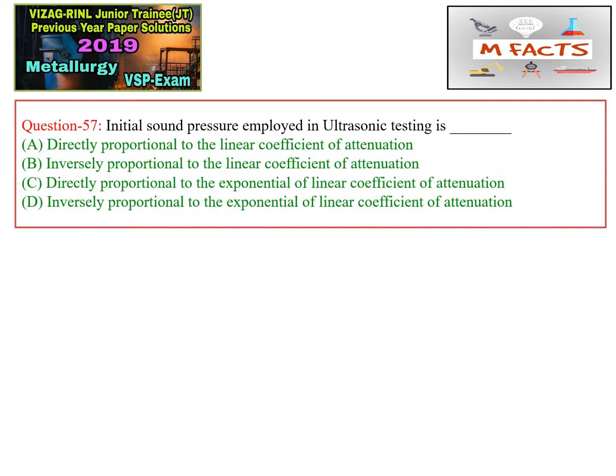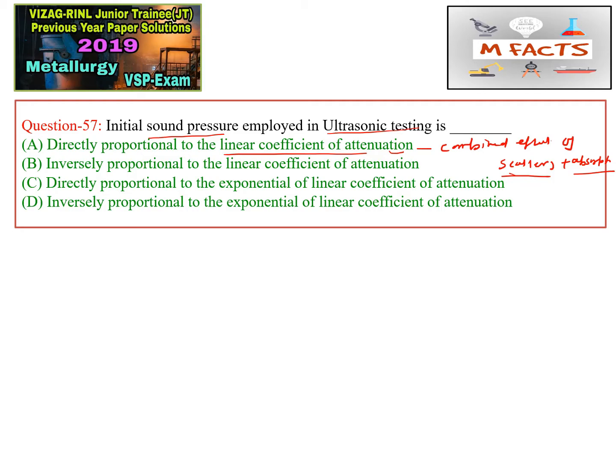So the next question is: initial sound pressure employed in ultrasonic testing is. First of all you should know what this initial sound pressure is. Initial sound pressure is basically signal amplitude in ultrasonic testing. Option A is directly proportional to the linear coefficient of attenuation. This linear coefficient of attenuation is basically the combined effect of scattering and absorption. This combined effect of scattering and absorption is known as attenuation.